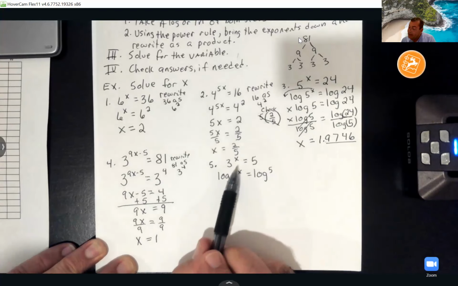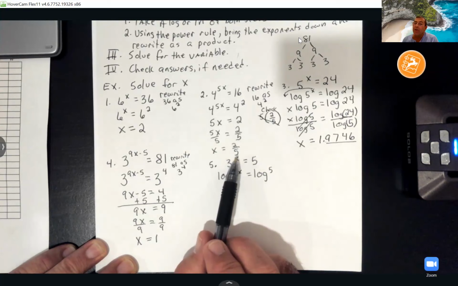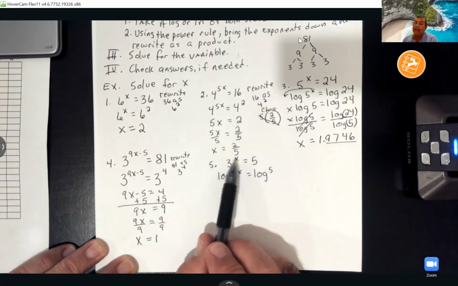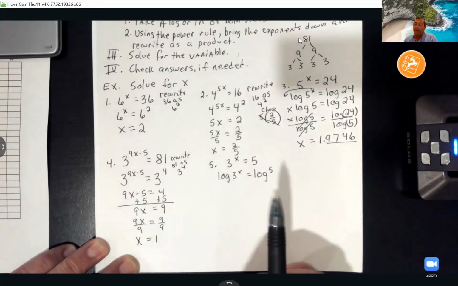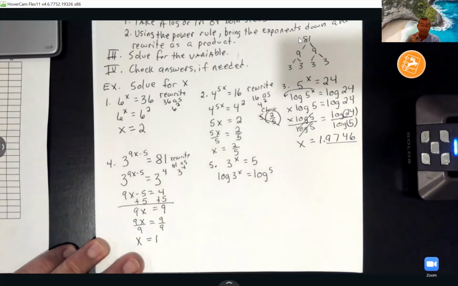Now, we'll say this. I know this exponent has to be in between a 1 and a 2 when I'm done. Because 3 to the first is 3. 3 squared is 9. Well, that 5's in between 3 and 9, which means that exponent's got to be in between a 1 and a 2. So let's see what kind of answer we get when we finish this one.